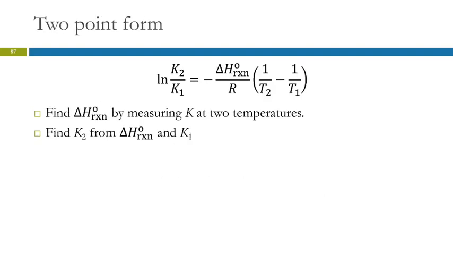We can also express that as a 2-point form of the line, and we can get delta H by measuring the equilibrium constant at 2 different temperatures instead of doing a whole bunch of them. The other thing we can do is find an equilibrium constant at another temperature if we know what delta H is and we know the equilibrium constant at one temperature. So we can use that to find the equilibrium constant at another temperature that we might be interested in.